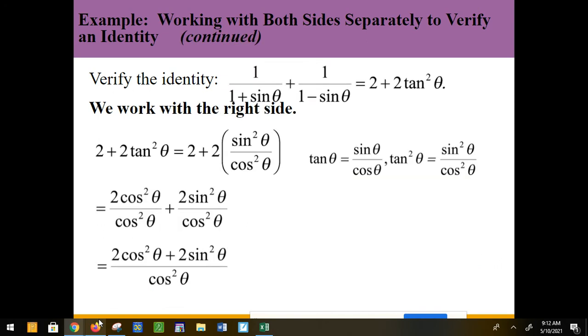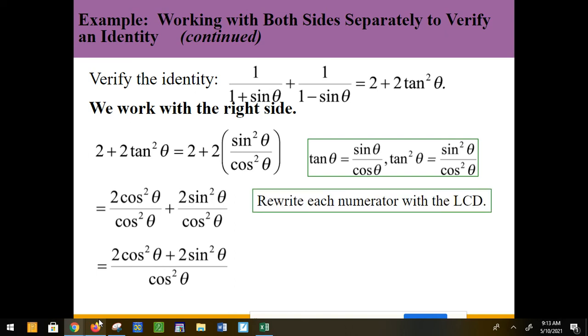All right, now you're going to work with the right side. So we're going to take 2 plus 2 tangent squared theta. The first thing they did was the first thing from our list on the previous slide, which is if you can work with sine and cosine, do that. Tangent by definition is sine divided by cosine. If it's tangent squared, then it's going to be sine squared theta over cosine squared theta. So essentially you're using this part here, and you're just flipping out the tangent squared theta for sine squared divided by cosine squared.